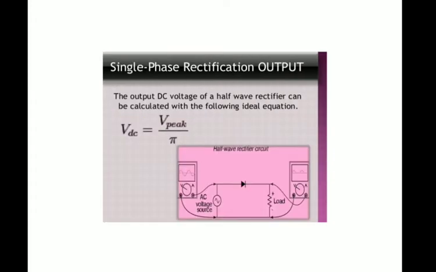Single phase rectification output: this is the output of the single phase half wave rectifier. The output DC voltage of a half wave rectifier can be calculated with the following ideal equation: VDC is equal to V peak by pi, where pi is 180 degrees. The diagram shows the input and the output of the rectifier, which is a single diode.